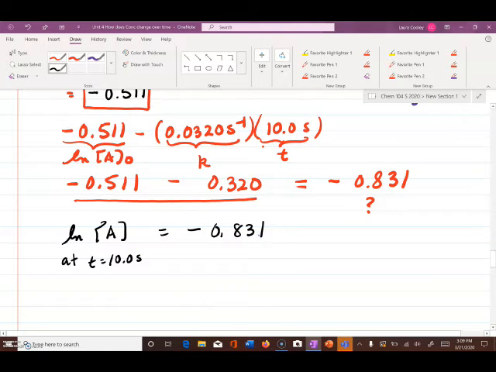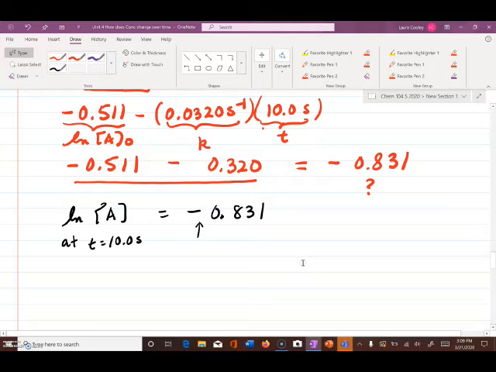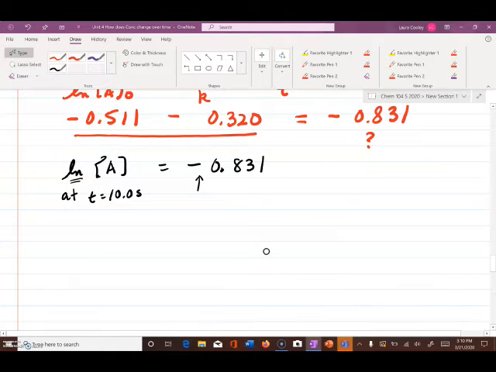Now, obviously, this number is negative, so it can't itself be the concentration of reactant, because it doesn't make any sense at all for a reactant to have a negative concentration. So how do I solve this equation to get the concentration of A instead of the natural log of A? This is where I have to use the fact that the natural log and the E function are inverse functions. So I have to take E to the natural log of A. That gives me the concentration of A.